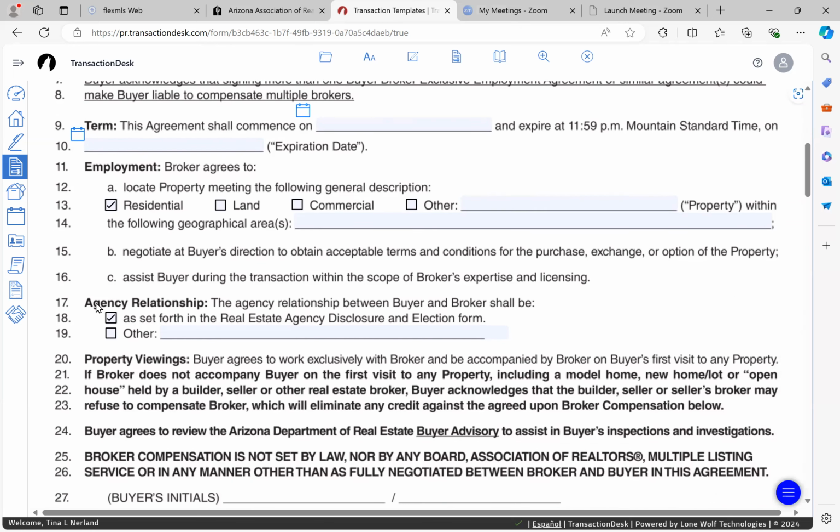Agency relationship. The agency relationship between buyer and broker shall be as set forth in the real estate agency disclosure and election form. Again, just like the other form, you want to get that form signed. I am going to ask broker Mike, though, if they sign the buyer broker to show properties, do they need the agency form? I feel like they should get it, but I don't know if it's necessary.